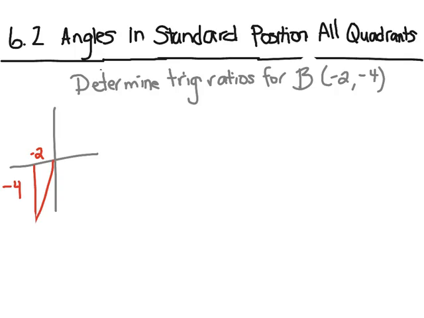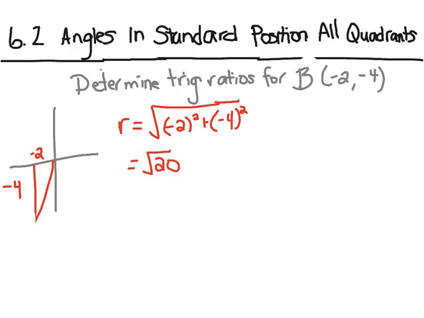We want to find our r. So we need to use r is equal to the square root of negative 2 squared plus negative 4 squared. Negative 2 squared is 4, plus negative 4 squared is 16, so 4 plus 16 equals 20, so the square root of 20. So we know this length is root 20.